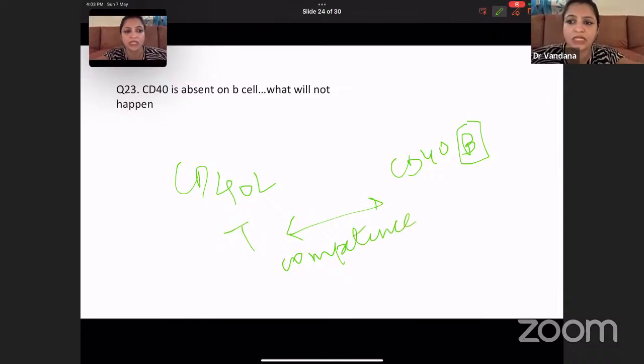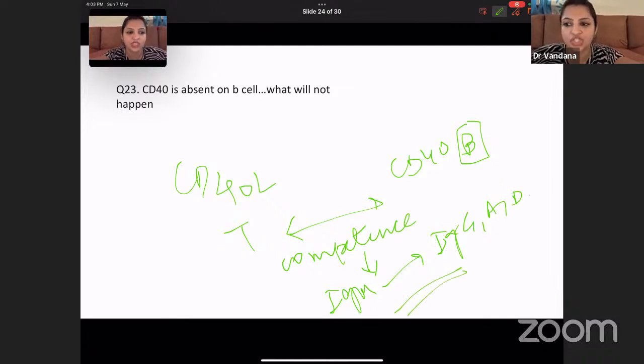This is called the competence signal because only after you get this signal do the IgM antibodies change into all the other types of antibodies, that is G, A, and D. This is called class switching. If this signal doesn't happen, class switching doesn't happen, and this is one of the major pathogenetic mechanisms behind hyper IgM syndrome.